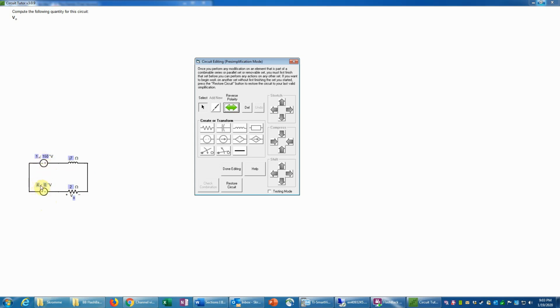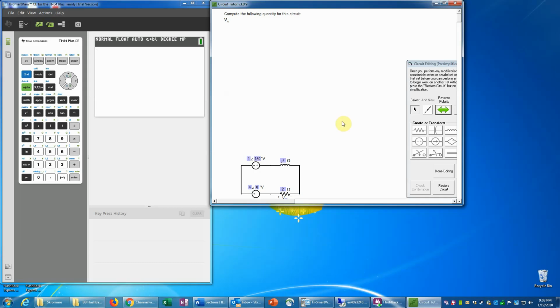So let's do that math. We basically have 4 angle 0, we can just think of that as 4 really, plus 1 angle 150 degrees. So we're going to do that on the calculator here.